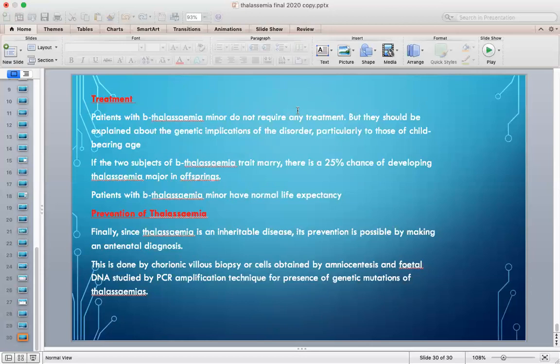Just keep in mind, tell the patient that you should do testing for your future partner in order to prevent beta thalassemia major in your offspring.